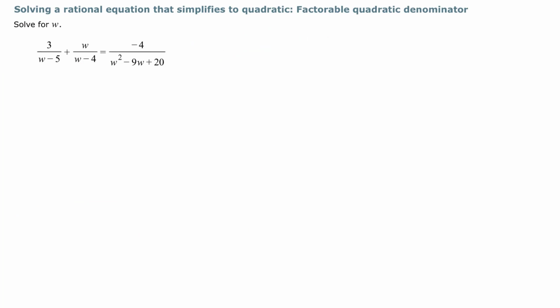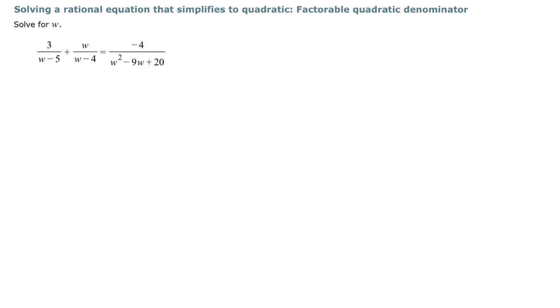Solving a rational equation that simplifies to a quadratic, factorable quadratic denominator. We have an equation here that's made up of two rational functions on the left side of the equation. Here's one, here's a second one, and there's a third rational function right here.